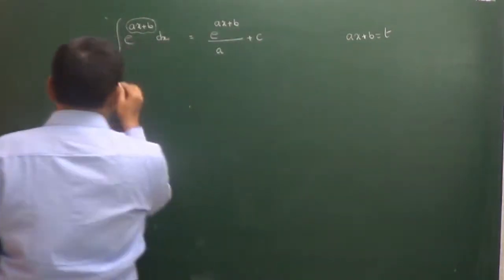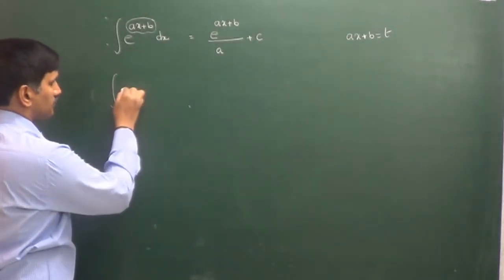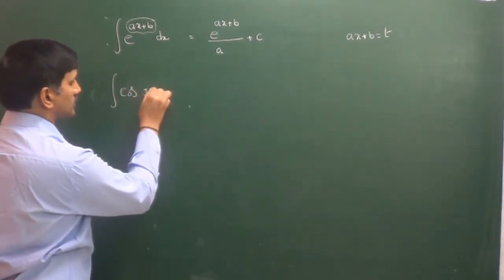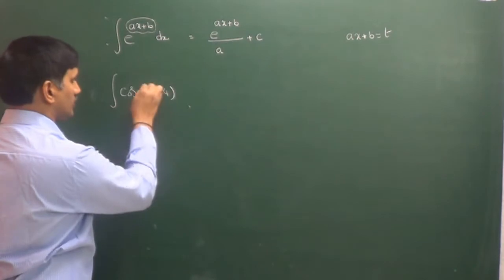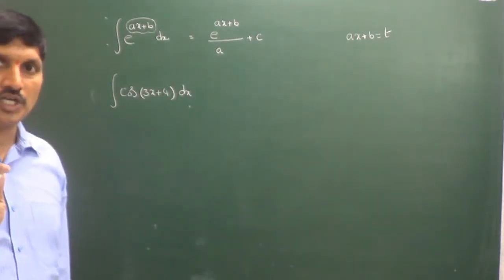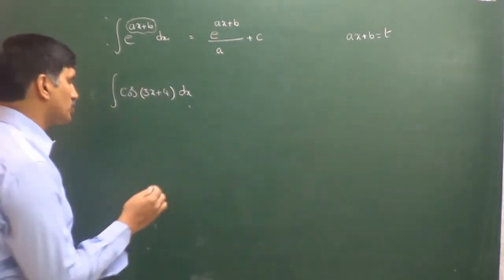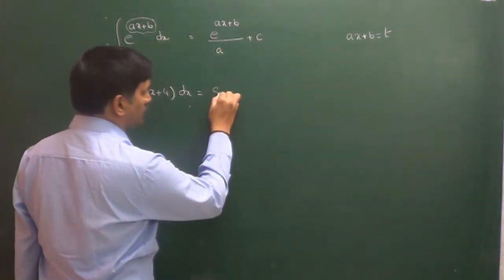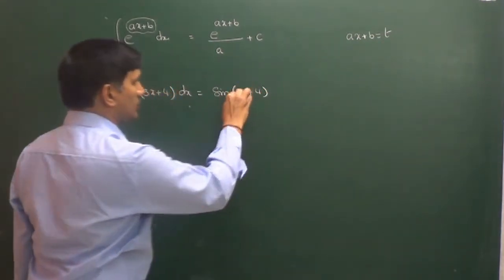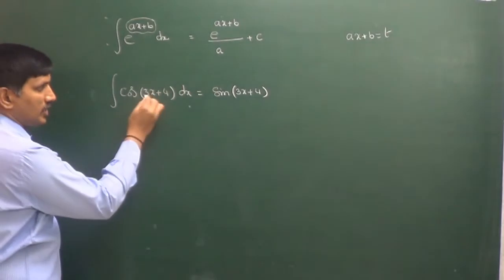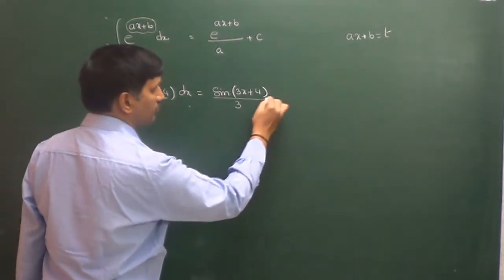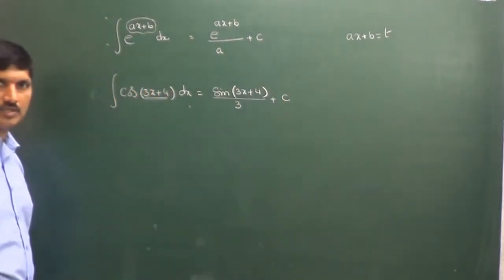Suppose you see another problem: integration of cos of 3x plus 4. Tell me what is the answer directly. First of all, you have to know what is the integration of cos x. Cos x integration is sin x, and we have to divide by the inner function differentiation, plus the constant of integration.